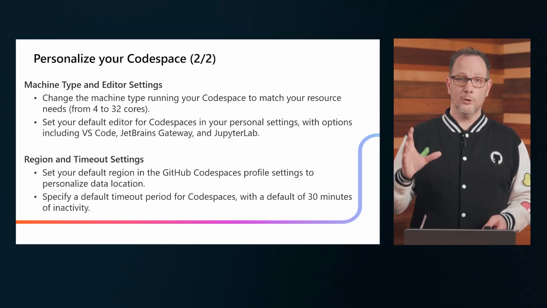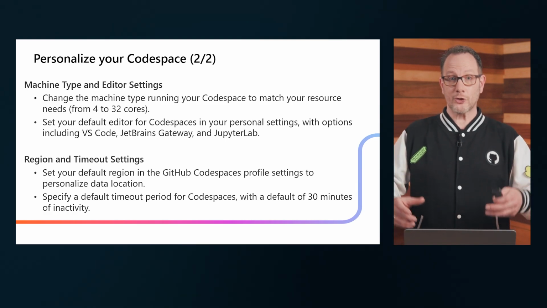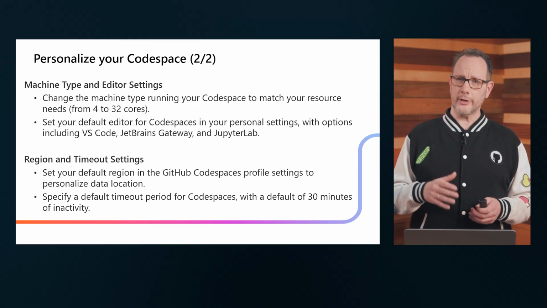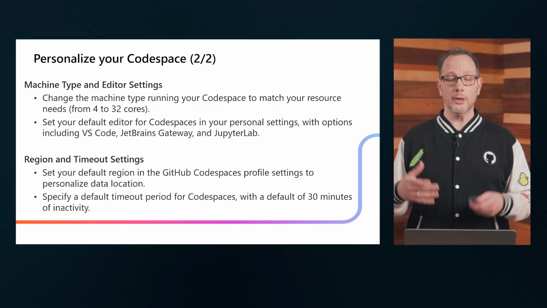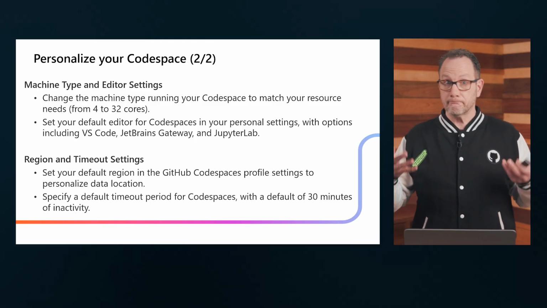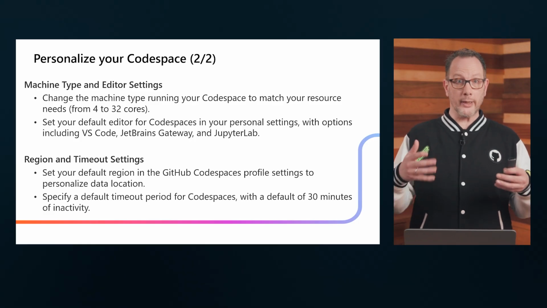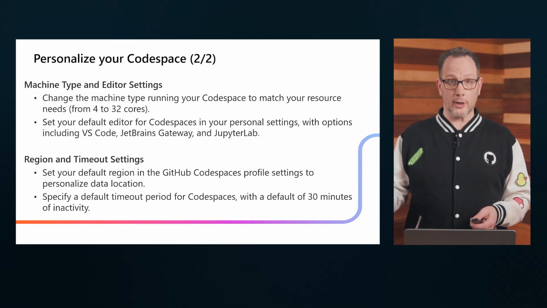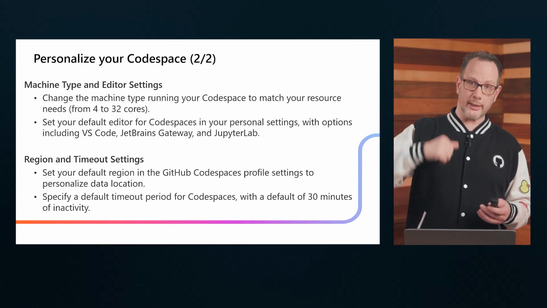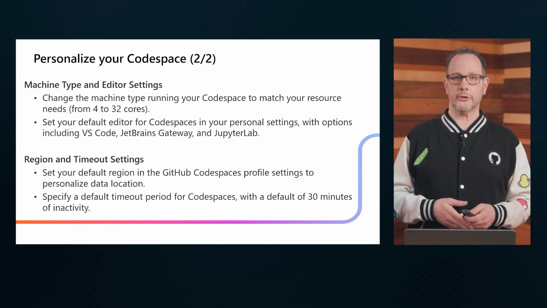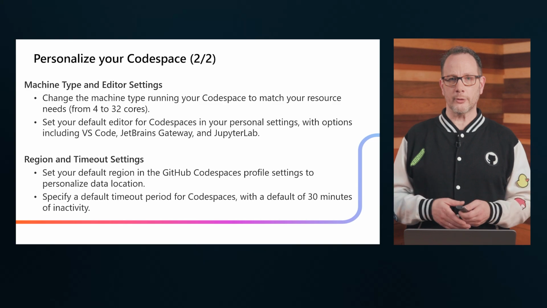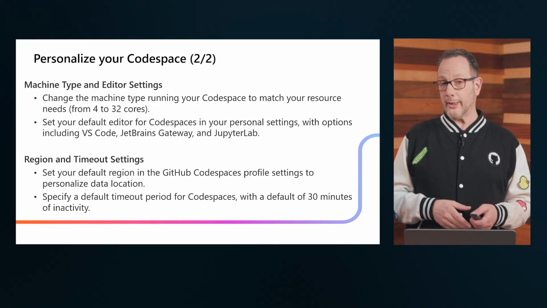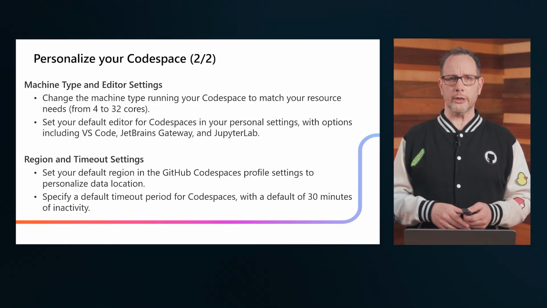But we're not done yet. Beyond settings and the dotfiles, you can also customize the underlying machine type that powers your codespace. This is especially helpful if you're working on resource-intensive workloads, like compiling large code bases or running multiple services simultaneously. You can scale up to a more powerful configuration when needed and then scale back down when you're working on lighter tasks. So this kind of on-demand performance control means you can optimize speed but also cost without committing to high-powered hardware as a local machine.